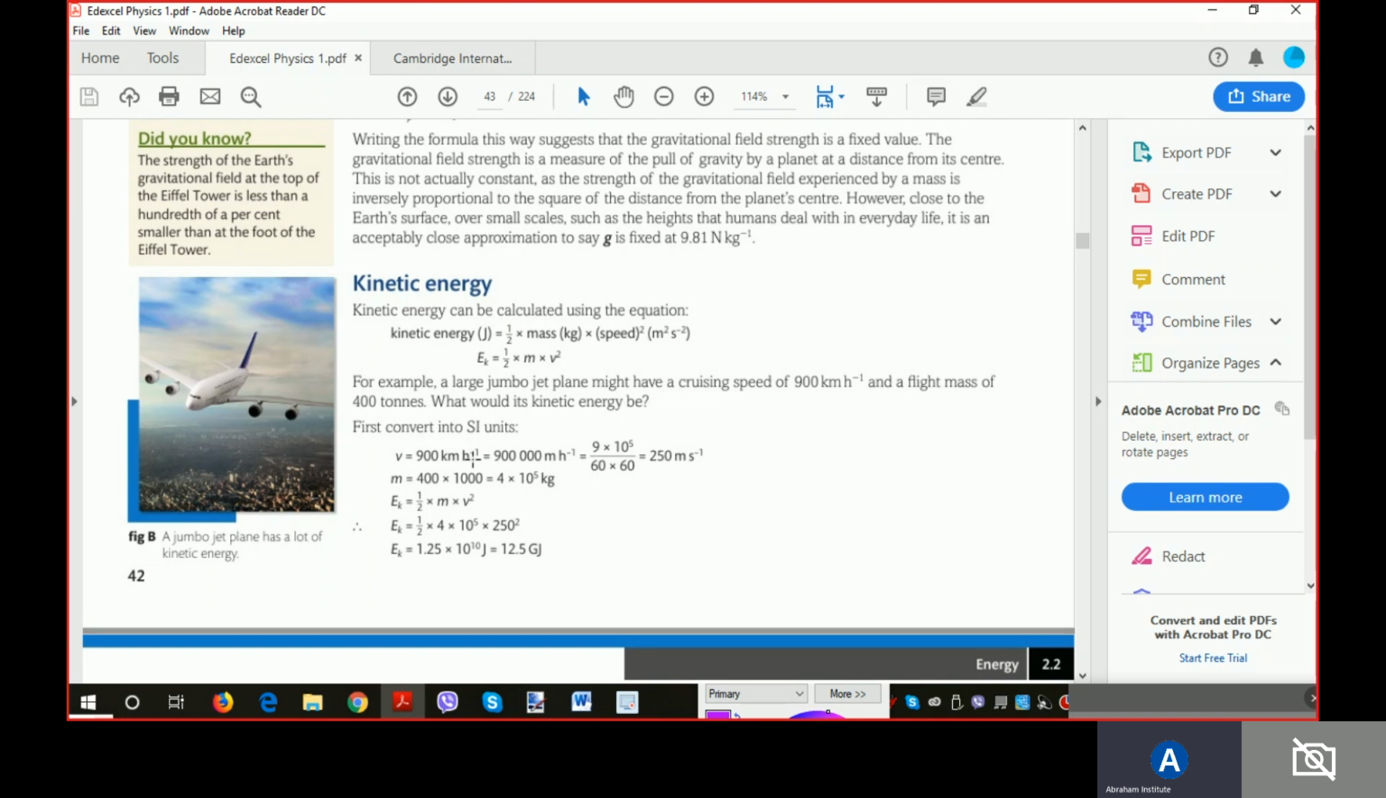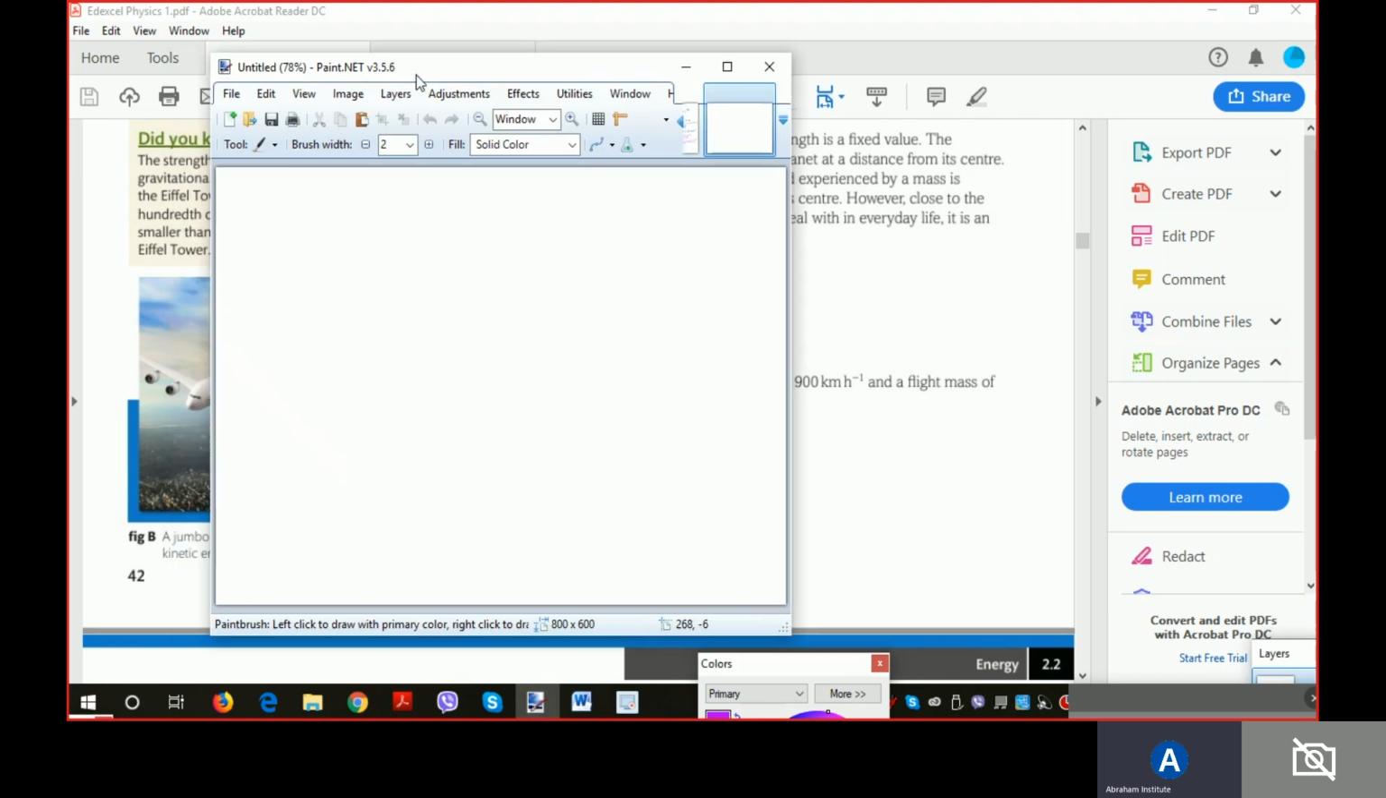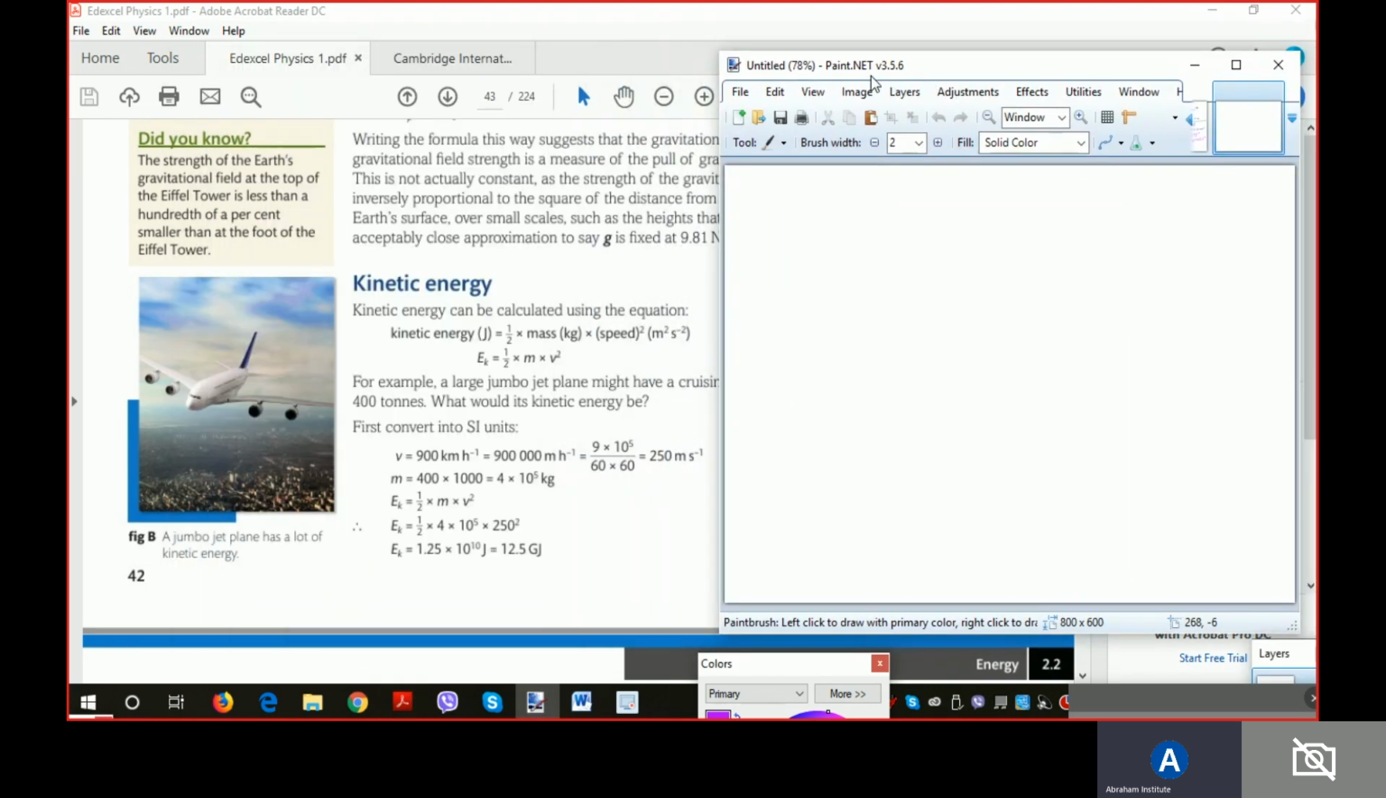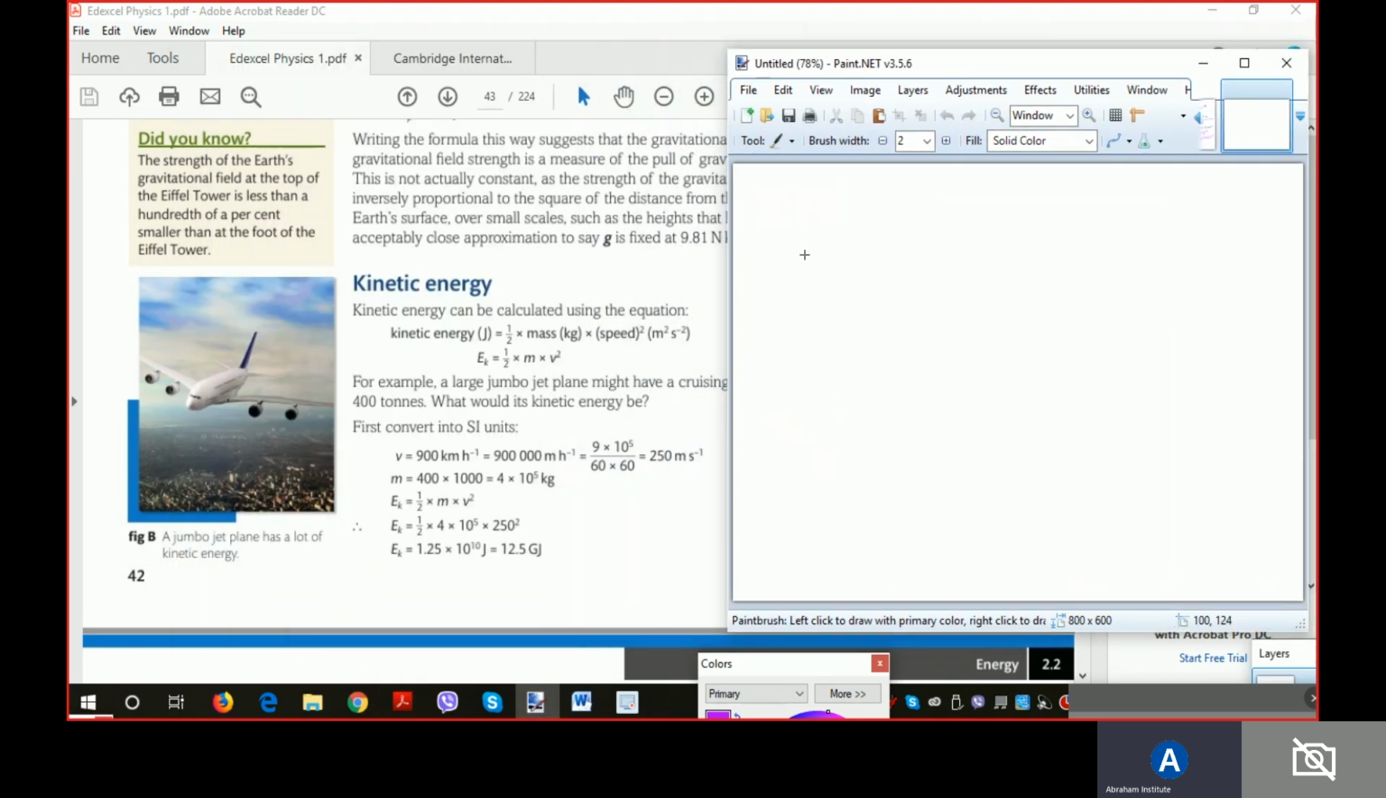So we have 900 kilometers per hour. Now 900 kilometers is in the numerator. Okay, let's do this conversion. It's a very simple conversion, but we'll quickly go through it. If you understand the way to do this conversion, it's very simple to do the other conversions also. So we have 900 kilometers per hour.